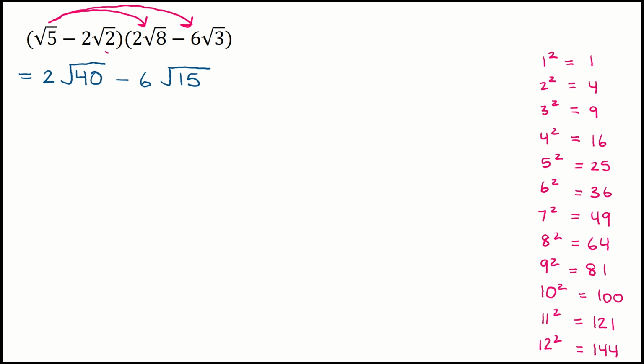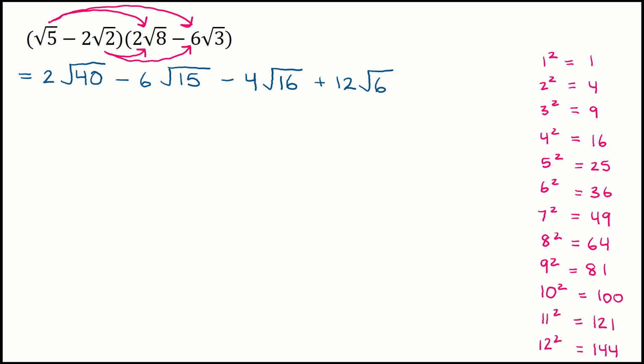Then we have negative 2 root 2 times 2 root 8. So that'll be negative 4, the 2 times the 2. And then inside the radical, we have 2 times 8, which is root 16. And finally, we have negative 2 root 2 multiplied by negative 6 root 3. So negative times a negative ends up being a positive 12. And then a 2 times the 3 ends up being root 6.